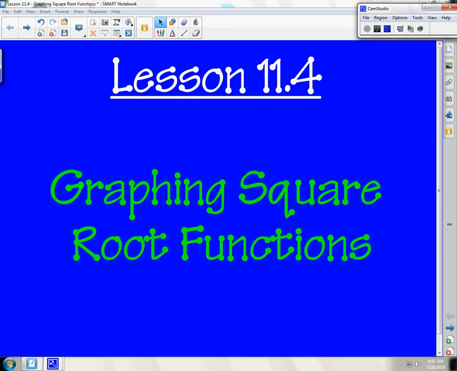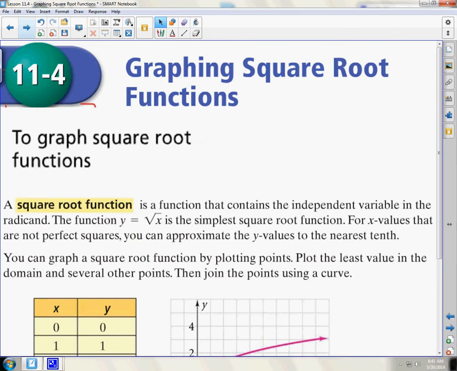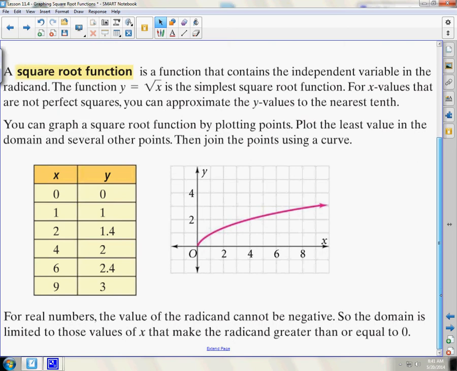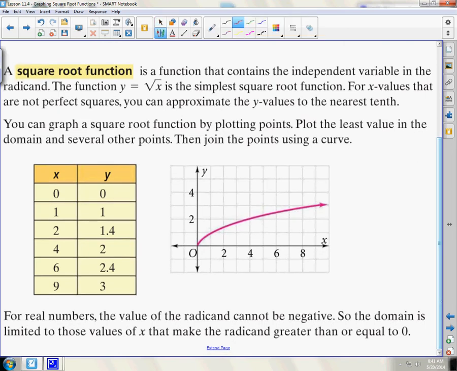Hey guys, this is 11.4, graphing square root functions. To graph a square root function, you need to look at a couple of different things. First, a square root function is a function that contains the independent variable in the radicand. So the function y equals the square root of x is the simplest square root function.